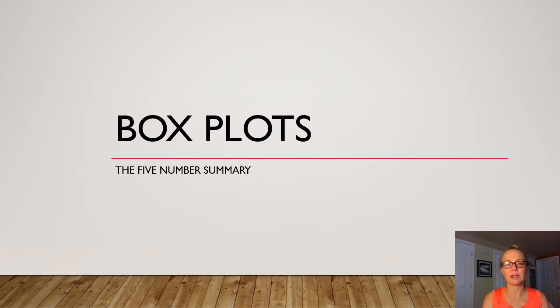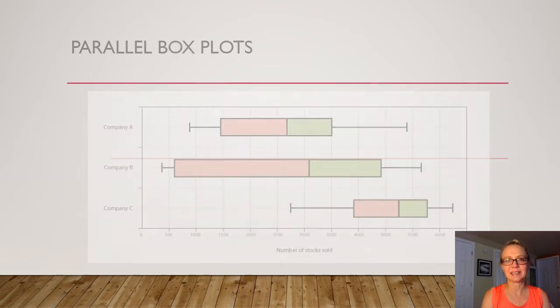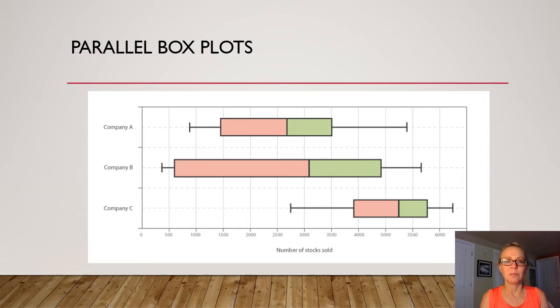Hi, this video is on a special type of data display called a box plot. Now the box plot uses what's called the 5-number summary. Before we learn how to do that, these are box plots. You may remember them being called box and whisker plots. It basically is a way to display where the data is.